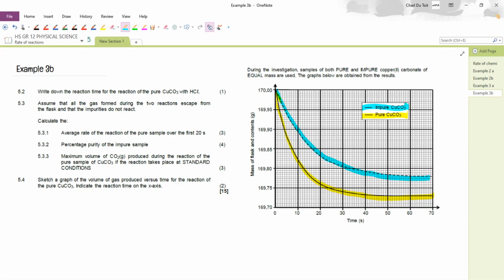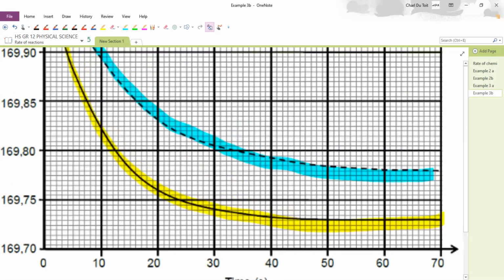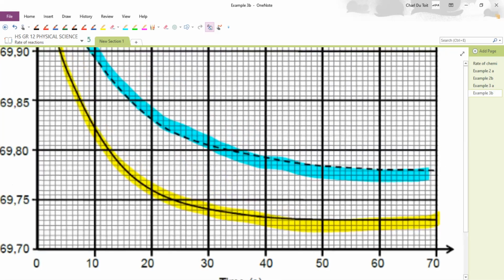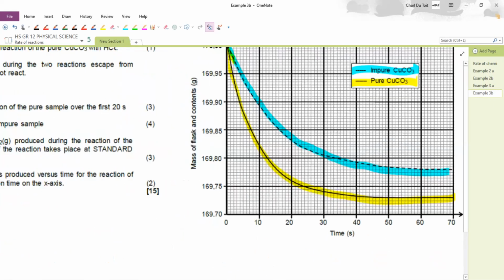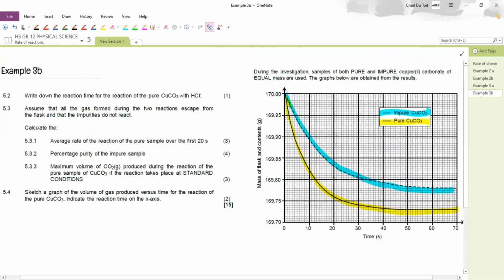And for the impure one, the reaction stops when? Only after 70 seconds. I don't know. Let's just zoom in on that. It's also after 60 seconds. Maybe, yeah, it's very difficult to see on that small graph. Okay, anyway, it's probably not going to be a question.